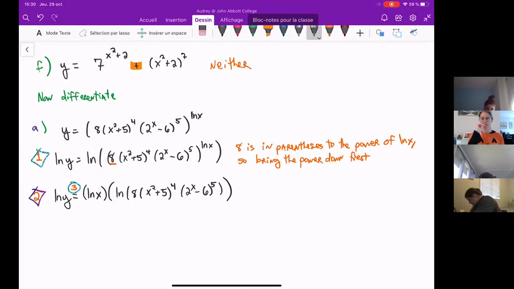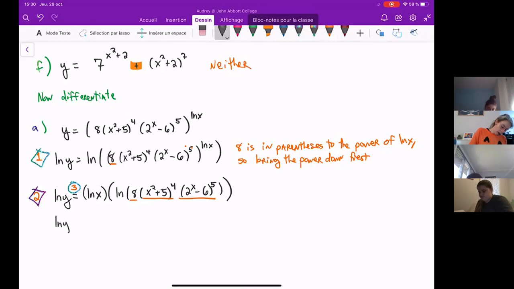What can I use to simplify this more? I can use 1 now because I have a product. How many things do I have in my product? I have a product of how many things? You got it, 3, because remember we count the constant. So I have a product of 3 things there.